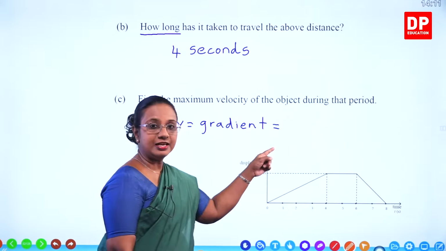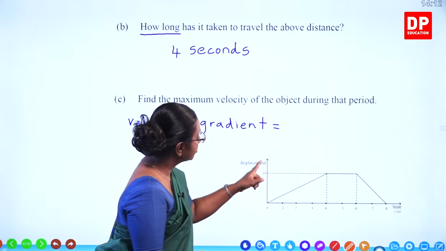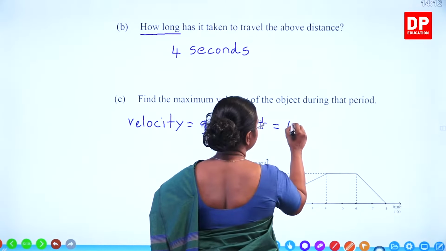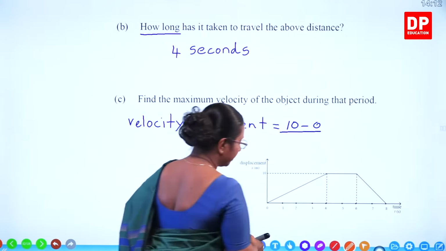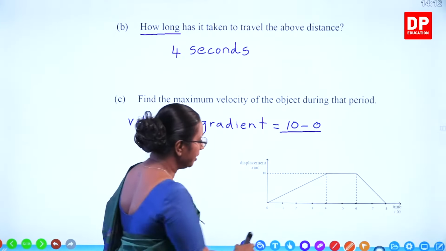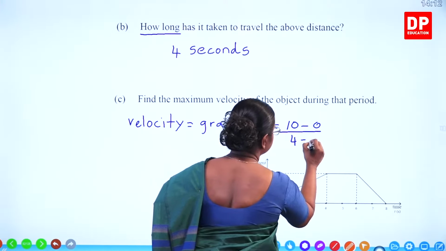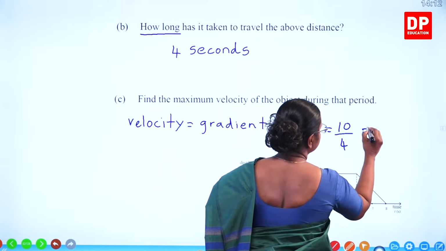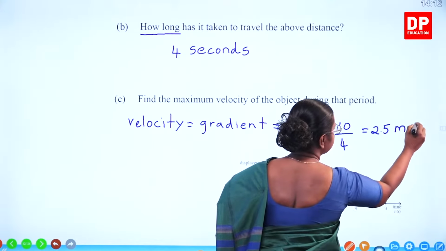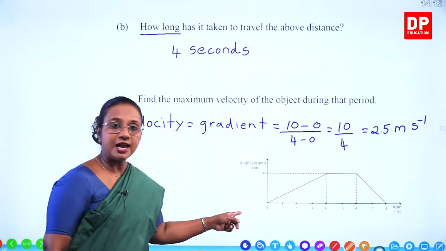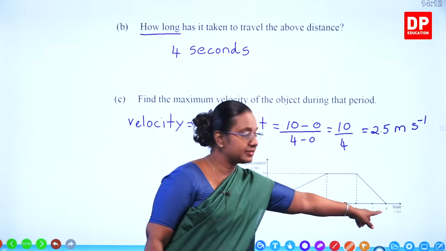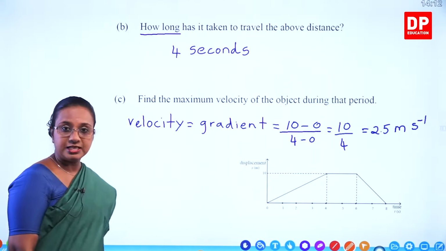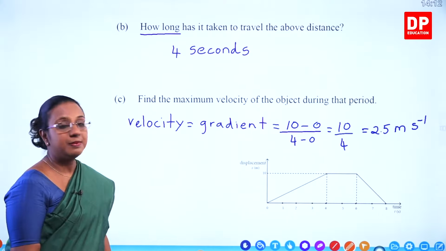To calculate the gradient, we need the difference in y. So final displacement is 10, initial is 0. So 10 minus 0 divided by the x-axis, that is the time, 4 minus 0. That will give you a value 10 divided by 4, 2.5 meters per second. Why? The y-axis, the unit is meters, x-axis, the unit is second. So meters per second. So velocity will be 2.5 meters per second.